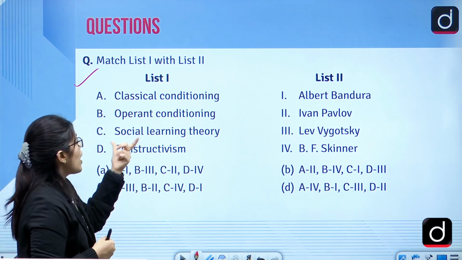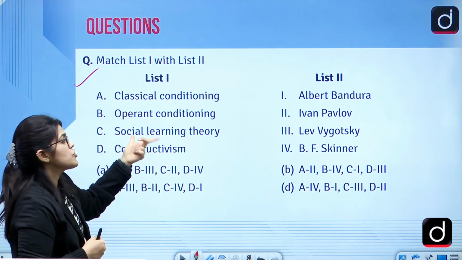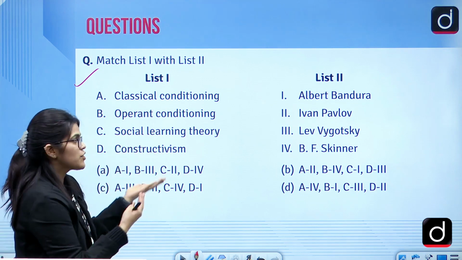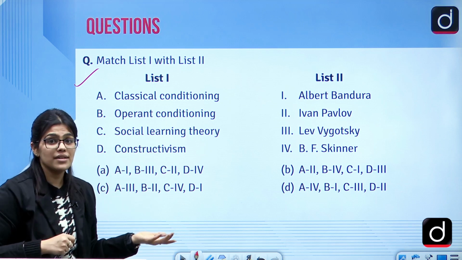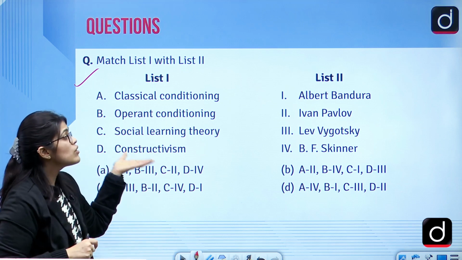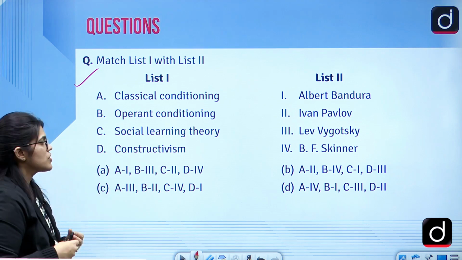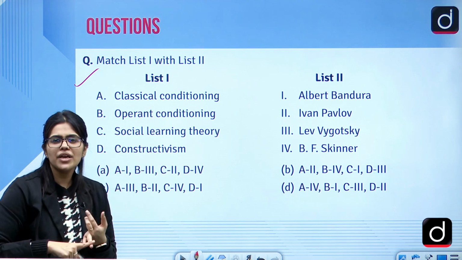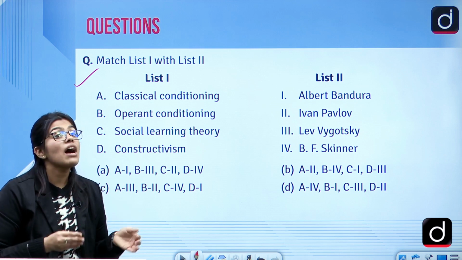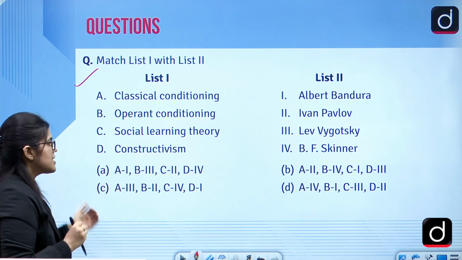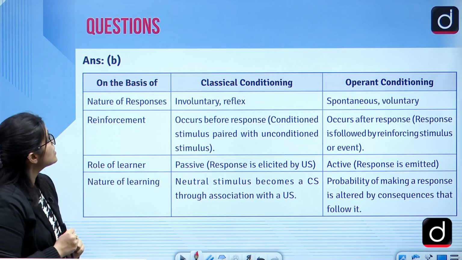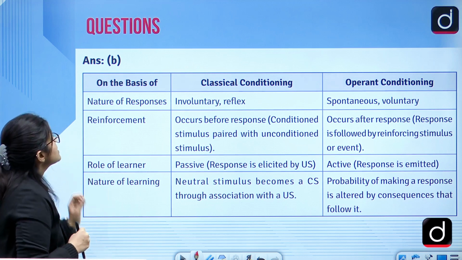Also, they have asked about the father of social learning theory. You will get to know the answer just now and you have to write it down. Then they have also talked about Lev Vygotsky, and they have asked a lot of questions about scaffolding, about MKO, and all these things they have already asked. Now let us see the answer. So the answer to this question is B.